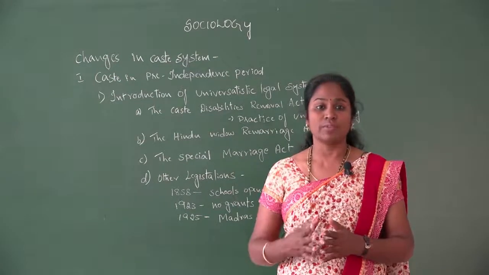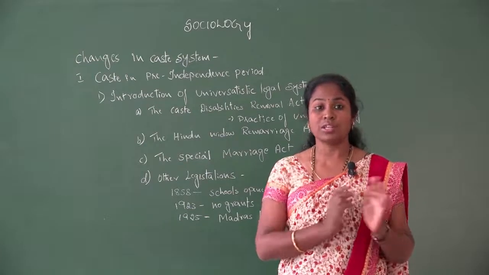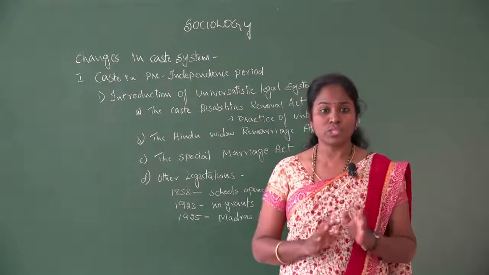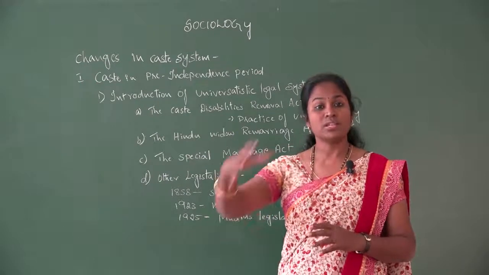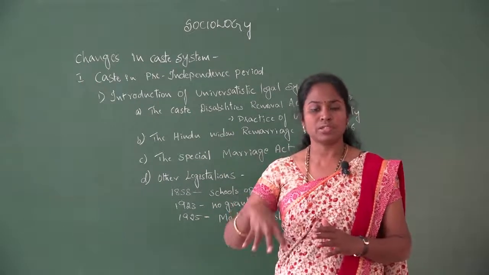So when the British came, they tried to change the system in society because of the problems the people were facing. They tried to change the problems which people were facing in society.